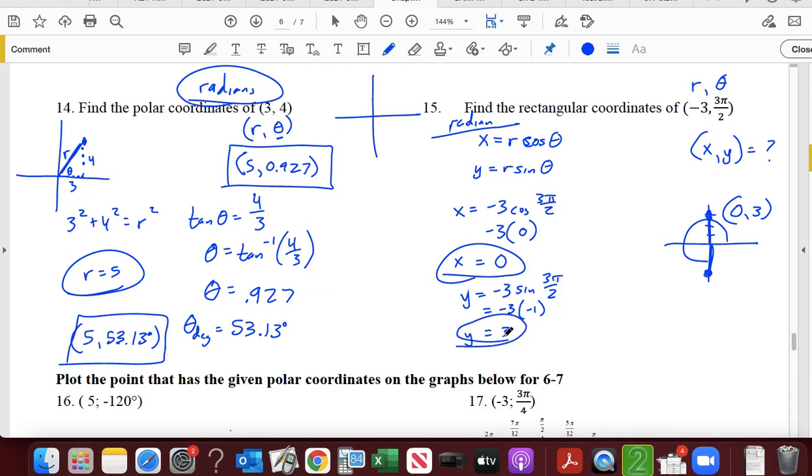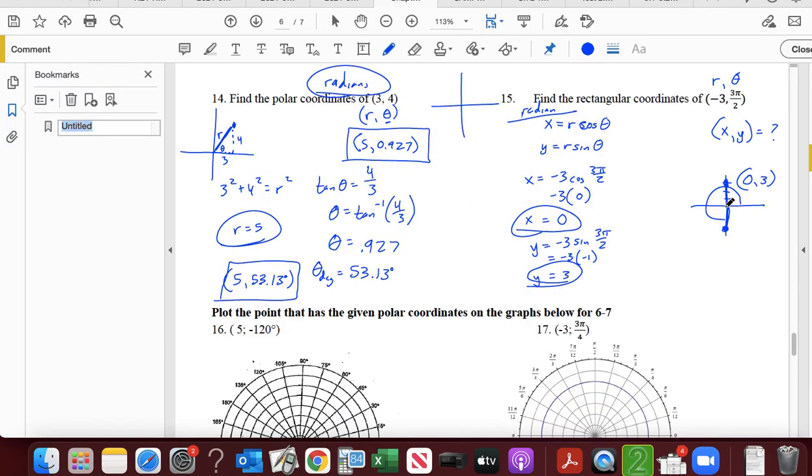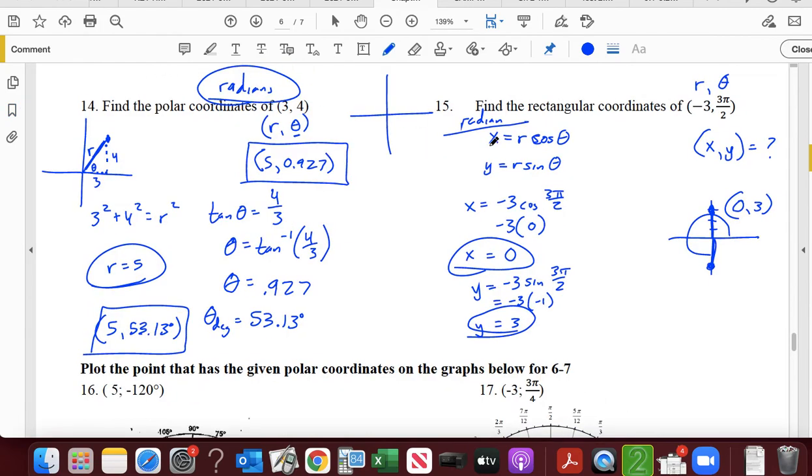And notice, that's the same exact coordinates that we got with our logical method. So either way you slice it, you get 0, 3.